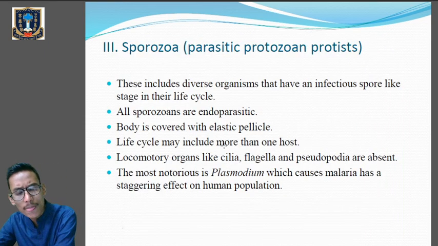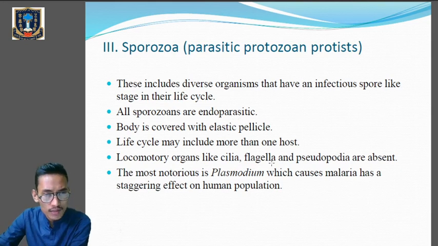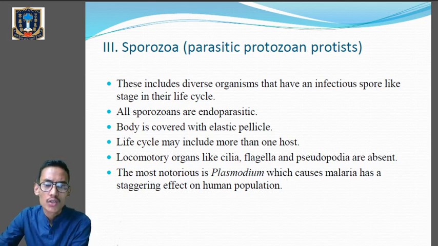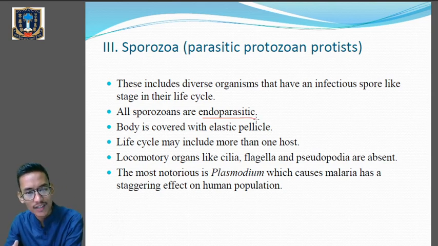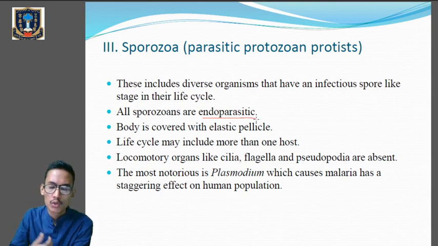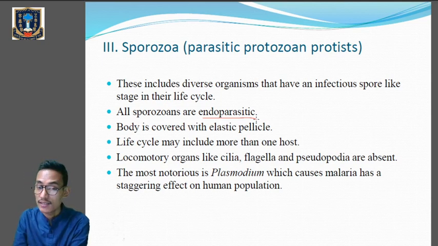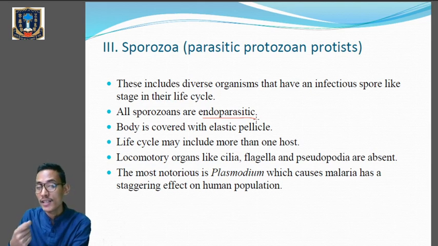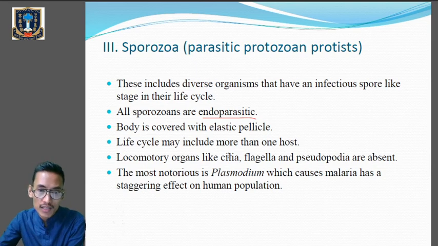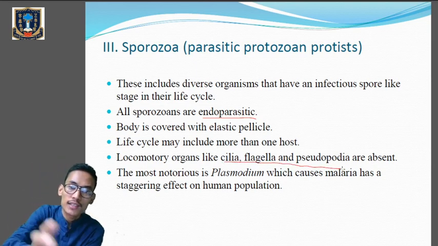Next one is Sporozoa, which is the parasitic protozoan protist. They include diverse organisms because they have an infectious spore stage in their life cycles. So all sporozoans are endoparasitic. Endo means inside, so they are present within the body of the host. Those parasites present within the body of the host are called endoparasites. The body is covered with elastic pellicle. The life cycle includes more than one host. Locomotive organs may be cilia, flagella and pseudopodia, but all of these are absent in sporozoa.